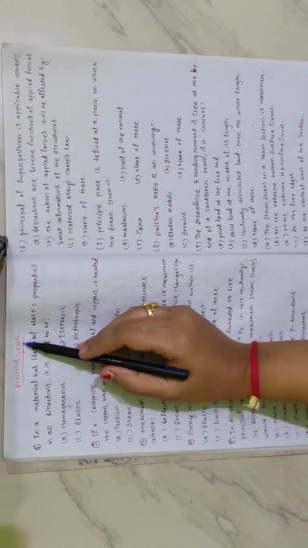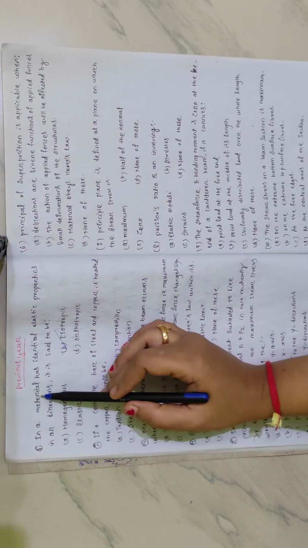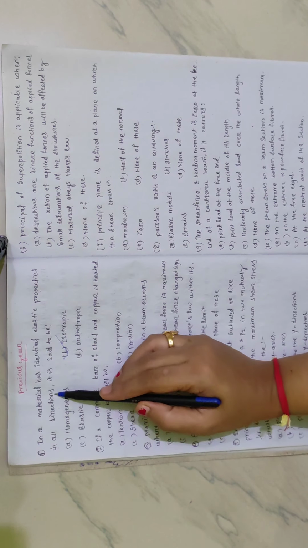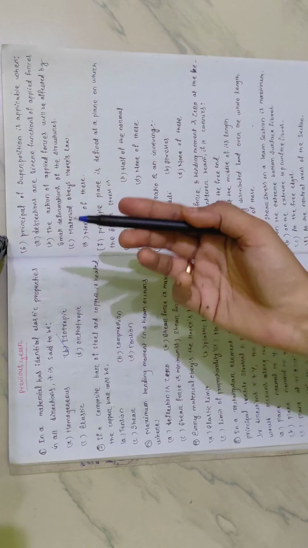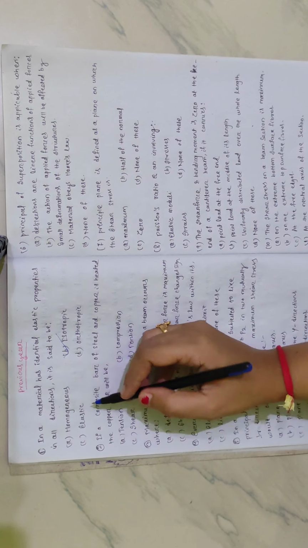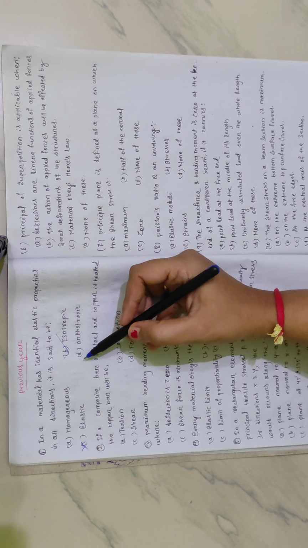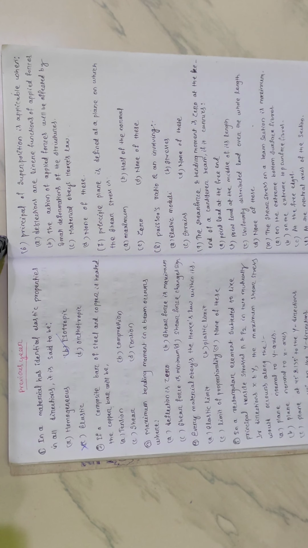So let's start with the previous year question paper. If a material has identical elastic properties in all directions, it is said to be: options are homogeneous, elastic, isotropic, orthotropic. As this material has elastic properties, elastic should not be right. So what is homogeneous, what is isotropic, and what is orthotropic? Let's find out.